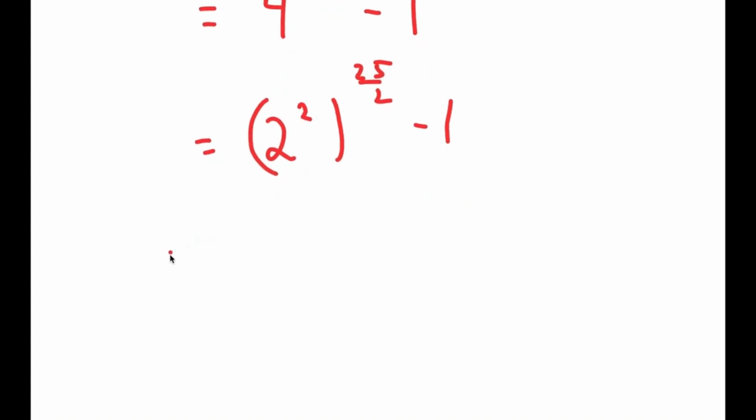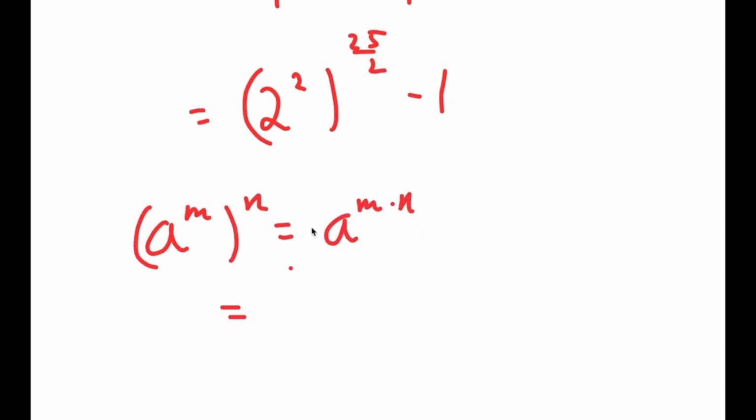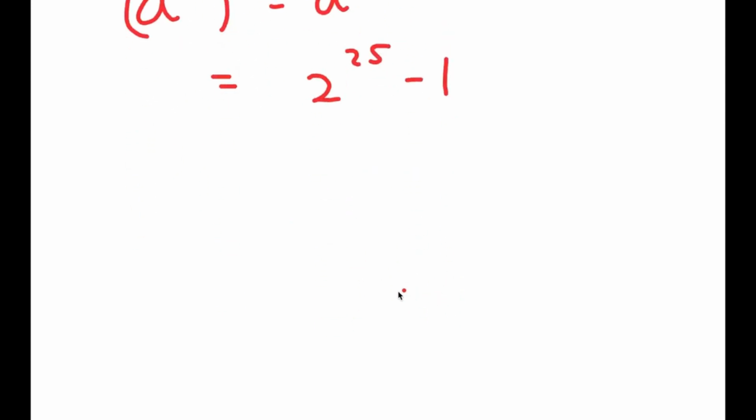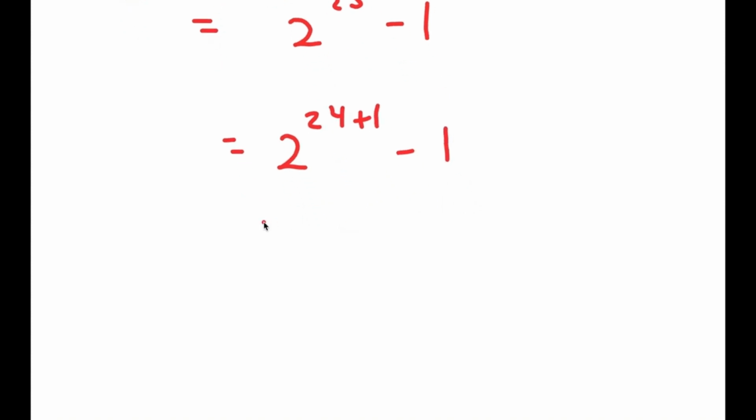Now from here, if I have something in the form a to the power of m to the power of n, this is equal to a to the power of m times n. So this is going to equal, these two cancel out, 2 to the power of 25 minus 1. Now, 2 to the power of 25 is the same thing as 2 to the power of 24 plus 1, and I can rewrite this as 2 to the power of 24 times 2 minus 1.